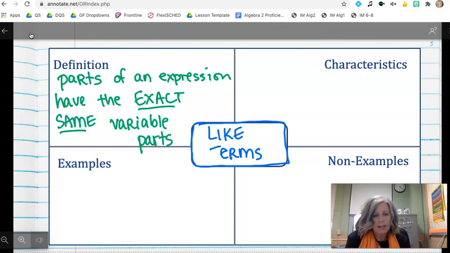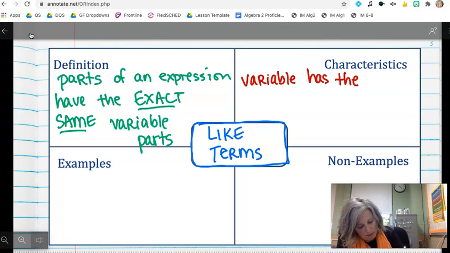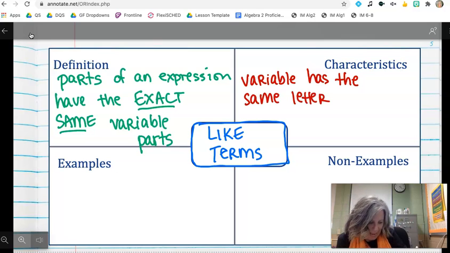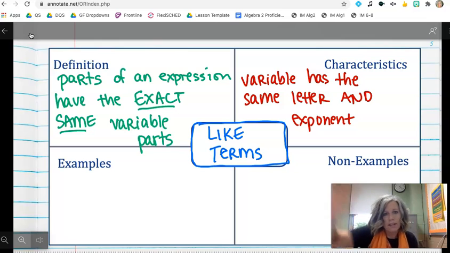When we talk about characteristics, okay, the variable has the same letter and exponent. Okay, so the variable has the same letter and exponent. So those are some characteristics, all right? Again, hit pause and write that down.